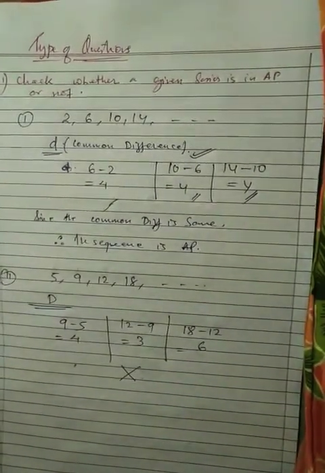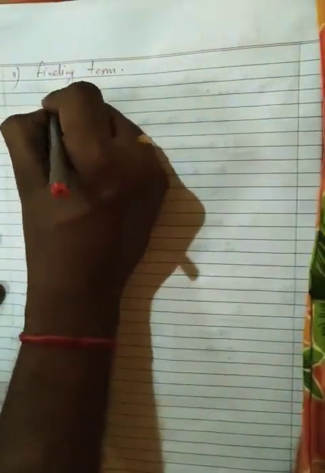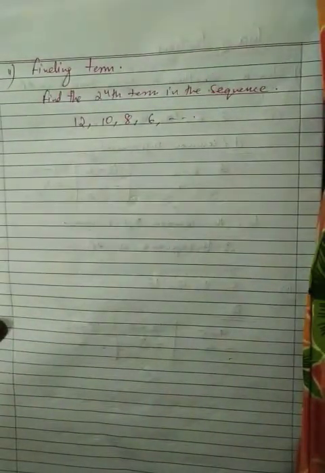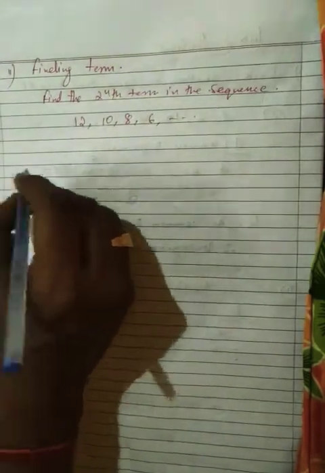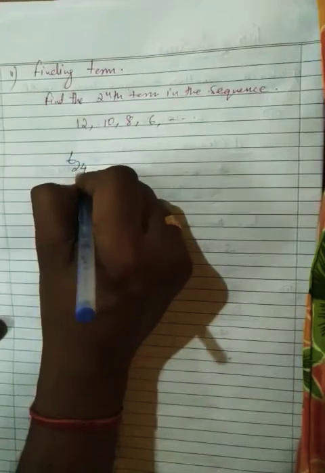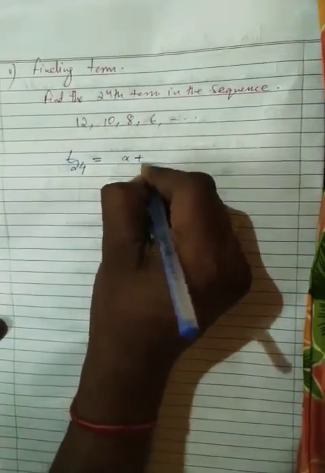Now the next type of question is finding the term. This we have already done before in the video today itself. Now let's say I'm finding the 24th term. Find the 24th term in the sequence 12, 10, 8, 6, and so on. With this we know that we have to apply the Tn formula. We have to calculate T24. T24 will be what? A plus 23D.